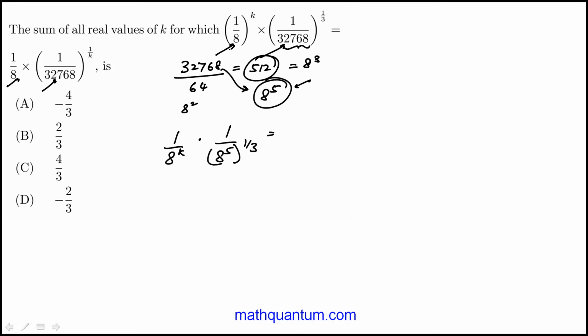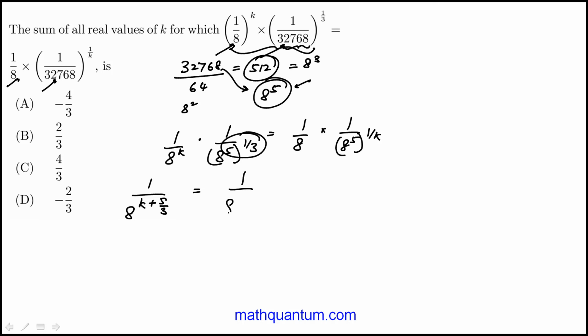And that's what I'm doing here with that piece. And I'm going to do that for the other side as well. And this would be 8 to the 5 to the power of 1 over k. So the goal with all of these exponent questions is to write this as powers of the same base on both sides, and then we can equate the exponents. So here it will be k plus 5/3. Here that's the multiplication rule, and then again it would be 1 plus 5 over k.